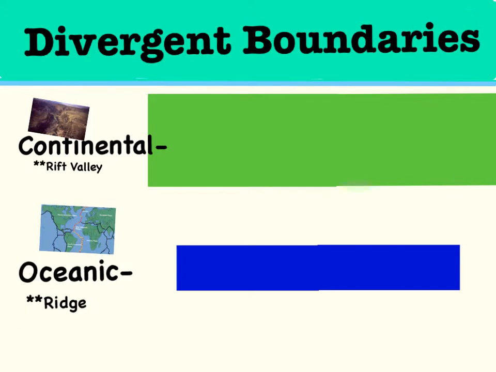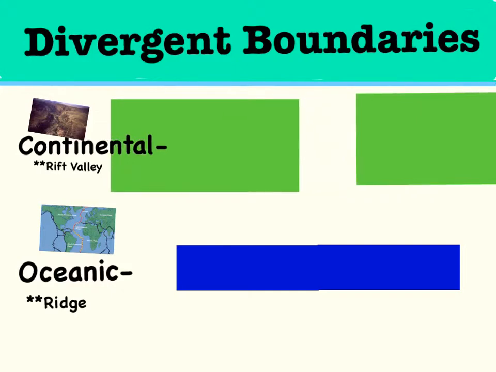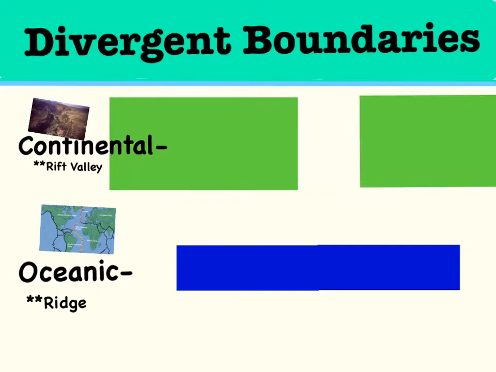A boundary is a place where two plates move together or apart. A divergent boundary is where the plates move apart. At the continental divergent boundary, the two continental plates move apart, leaving a rift valley. At these places, phenomena such as volcanoes, earthquakes, and mountains happen because of the shifting plates.